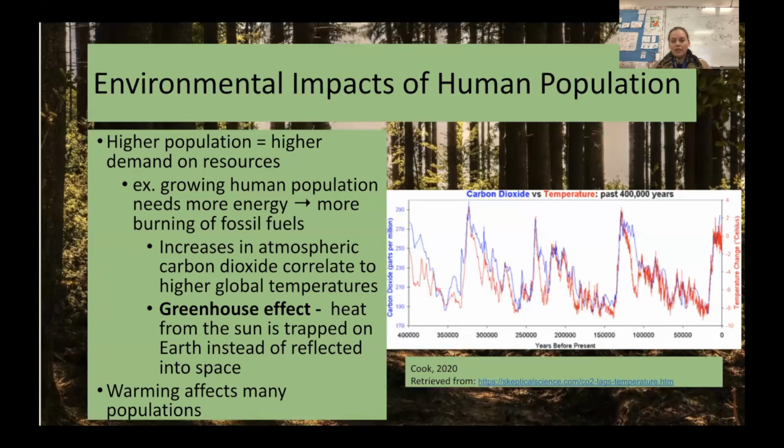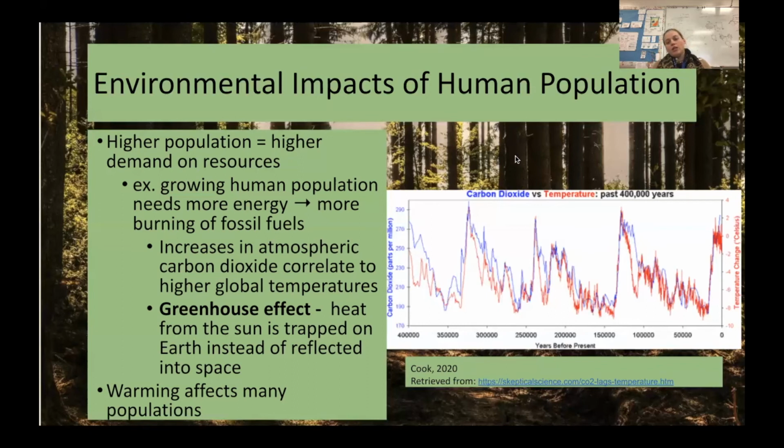So greenhouse gases build up in the atmosphere and they trap heat coming in from the sun so that it doesn't get reflected back out into space. And that causes our planet to warm up. And we get the greenhouse effect. The more greenhouse gases, the thicker that blanket is going to be and the warmer our planet is going to stay, just like you put on a thicker blanket at night when you get cold.